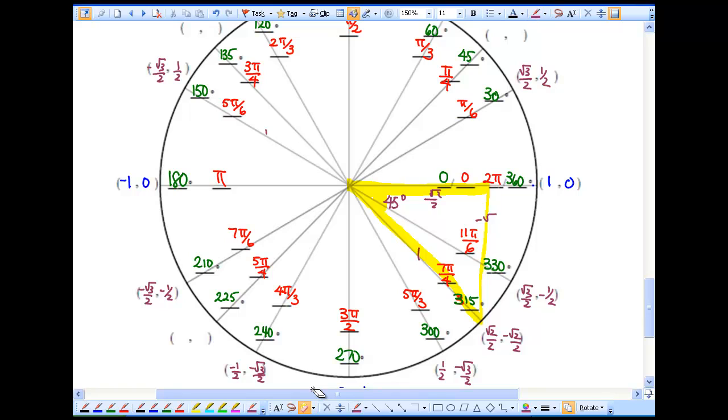It's the same thing as what we've done before. So find out all the coordinates of the rest of the multiples of pi over 4. Stop the tape now. Come back when you're done.